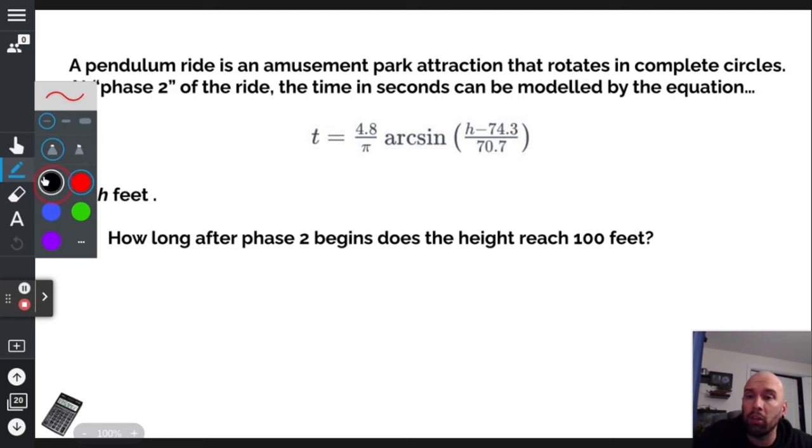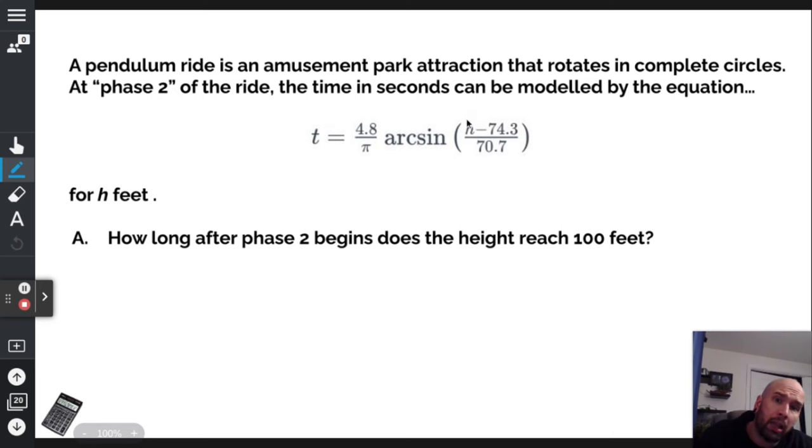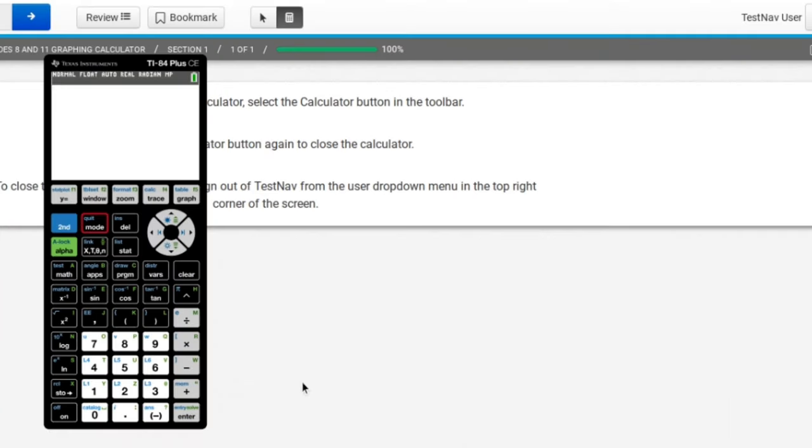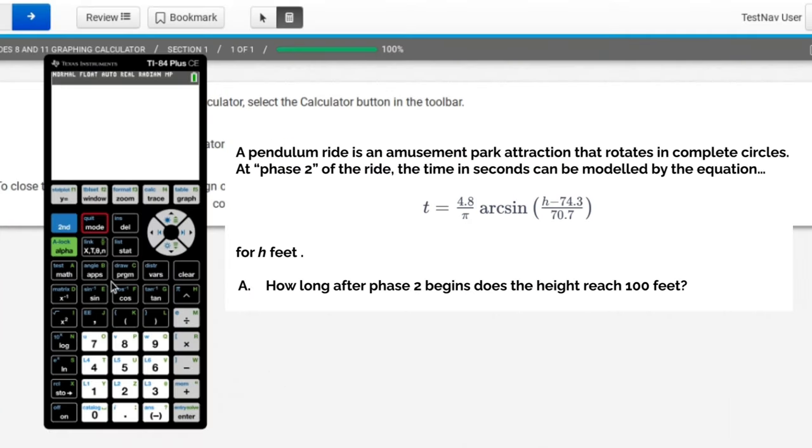So what I need to do is graph this in my calculator, and also graph 100 and see what I get. Actually, I made a mistake. I don't need to graph this. I have this backwards. h is my height, and it tells me to find the time when this hits 100. So all I have to do is type in the original formula and replace that h with 100.